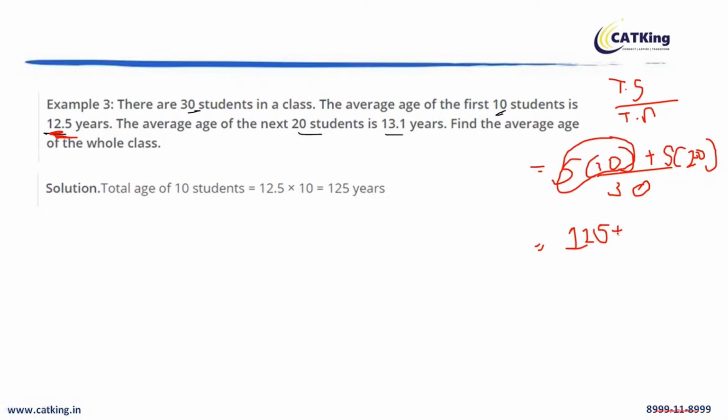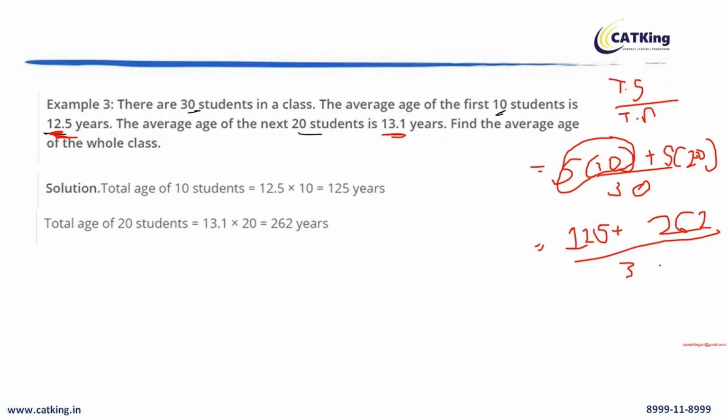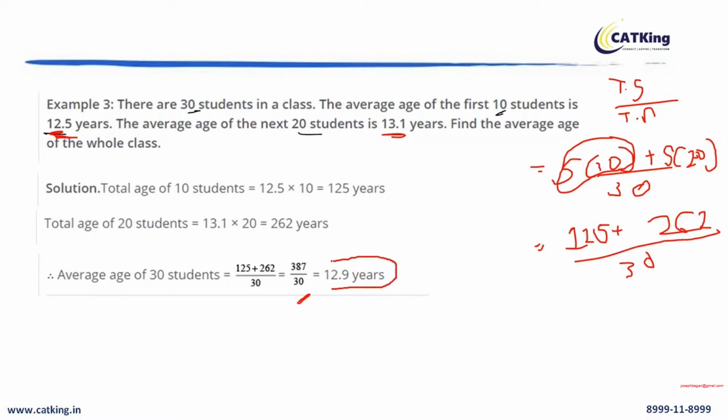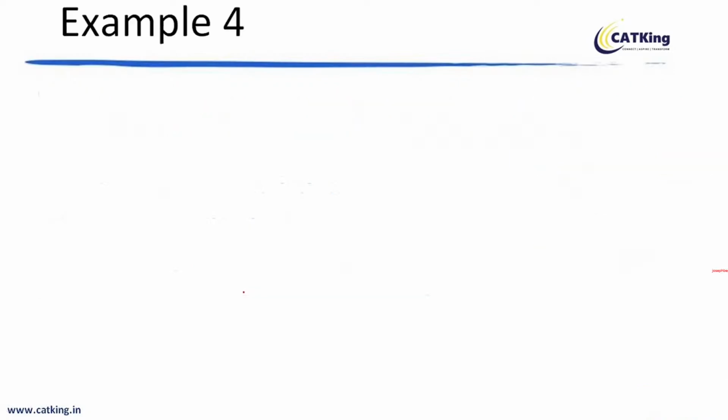Plus the next 20, whose average is given to you as 13.1. Find their sum. Their sum will be average 13.1 and number of students 20, so 13.1 into 20 is equal to 262, upon 30. So when you solve this, you get 387 by 30. When you solve that, you get 12.9. Very simple. I hope you guys understood what we did. Alright? Chalo.